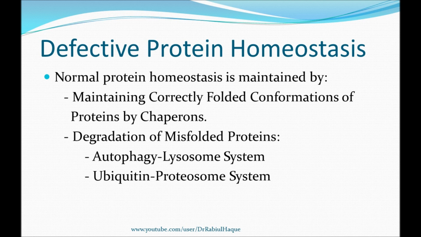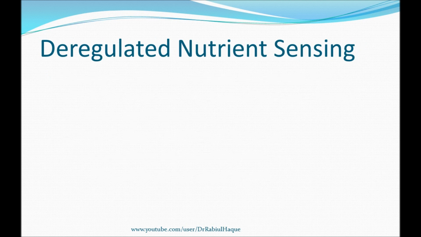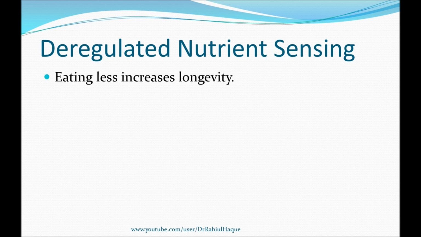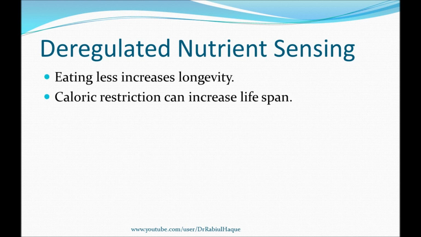for more information. The last mechanism that we will talk about regarding cellular aging is deregulated nutrient sensing. Now, the concept here is eating less actually increases longevity, and caloric restriction increases lifespan. And now we will talk about the mechanisms that are behind these two interesting findings.